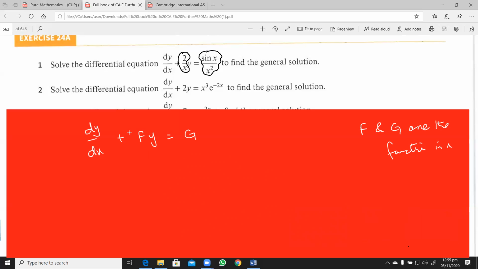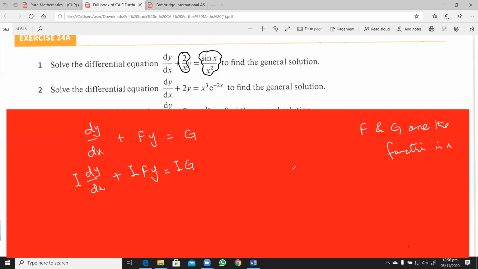So what we will be doing now is we'll multiply this with another function in x, that is going to be I dy by dx plus I fy, that is equal to it. Basically, we have to find this. This I is called the integral factor.